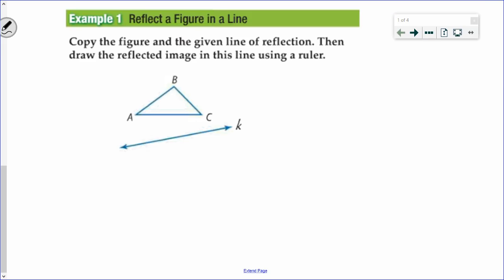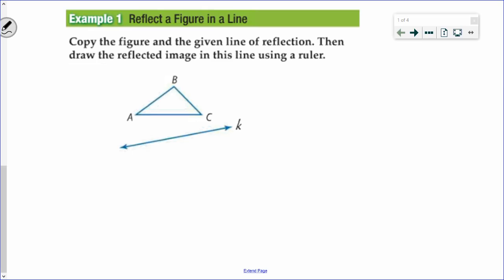So let's take a look at this example. Reflect a figure in a line. Copy the figure and the given line of reflection, then draw the reflected image in this line using a ruler. You'll want to use some sort of straight edge; you can use a piece of paper, or perhaps ask for a ruler from this side. I have some on the desk there. So we want to reflect this image.